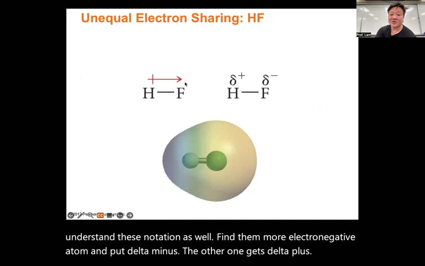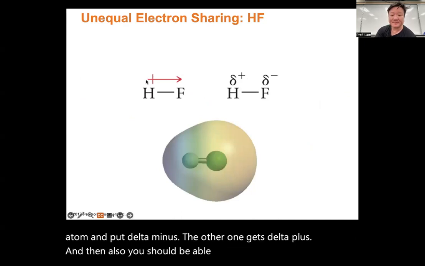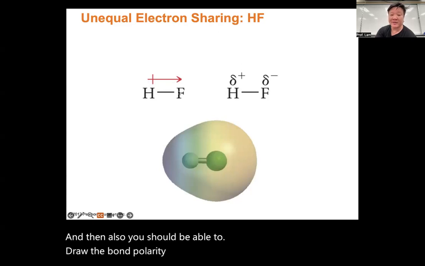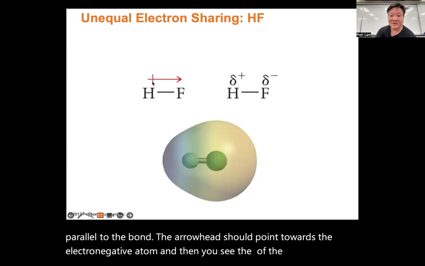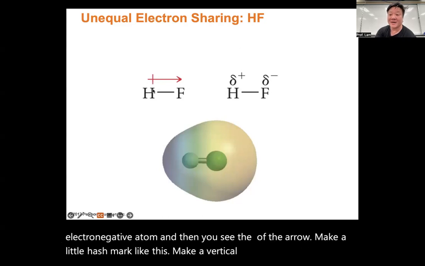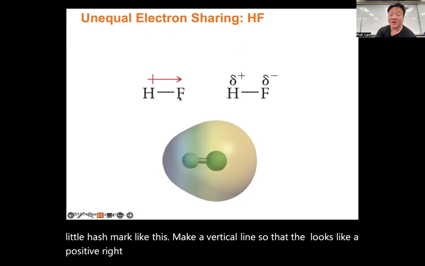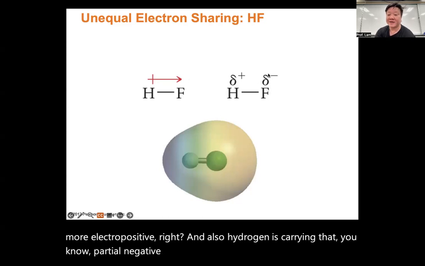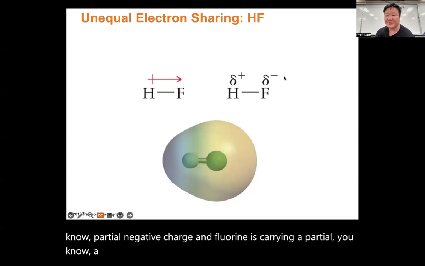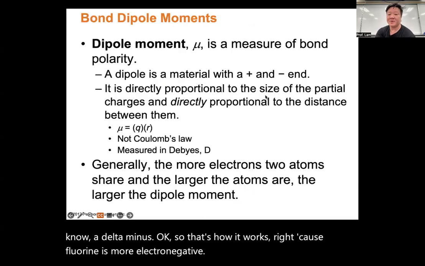And you should also be able to draw the bond polarity arrow on the bond. Make sure that it's parallel to the bond. The arrowhead should point towards the electronegative atom. Then at the butt of the arrow, make a little hash mark, a vertical line, so that the butt looks like a plus. So fluorine is more electronegative, hydrogen is more electropositive. Hydrogen is carrying a partial positive charge, and fluorine is carrying a delta minus. That's how it works, because fluorine is more electronegative. So we would say that this is a polar bond.